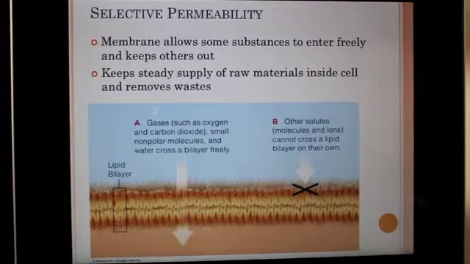Now, the cell membrane is said to be selectively permeable. This means that the membrane allows some substances to enter freely and keeps other substances out of the cell. This keeps a steady supply of raw materials or good things like oxygen and sugar and that sort of thing inside the cell and takes out wastes.